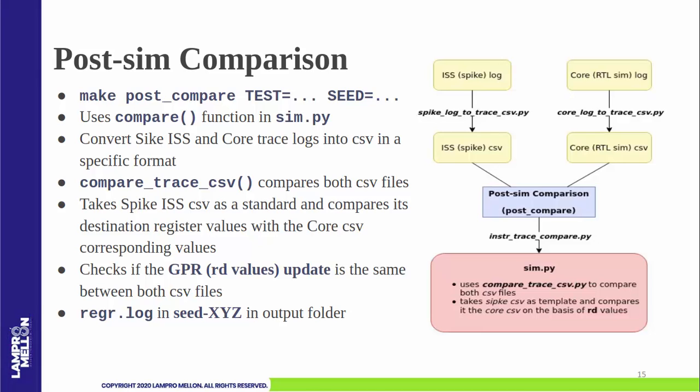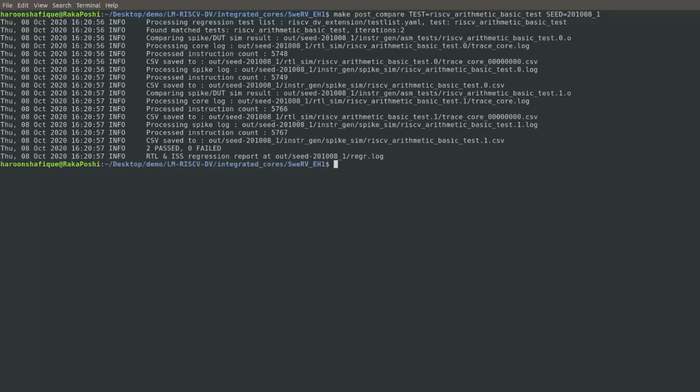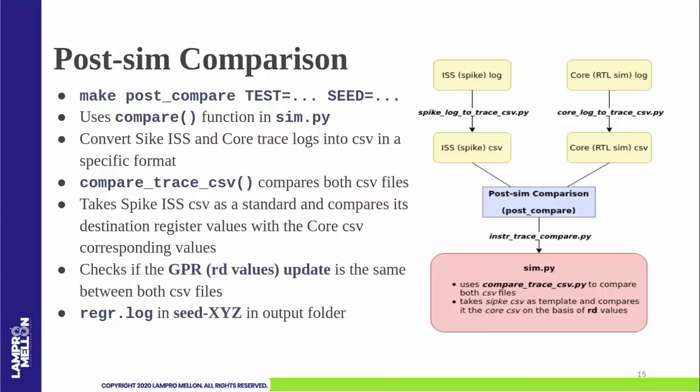The most important part of any DV flow is the one which functionally verifies the cores. We are using post-simulation comparison between execution logs obtained from our core, which is SweRV in this case, and the golden reference, which is Spike ISS. The post_compare target from the makefile is used along with test and seed variables. It runs simpy, which calls the compare function.